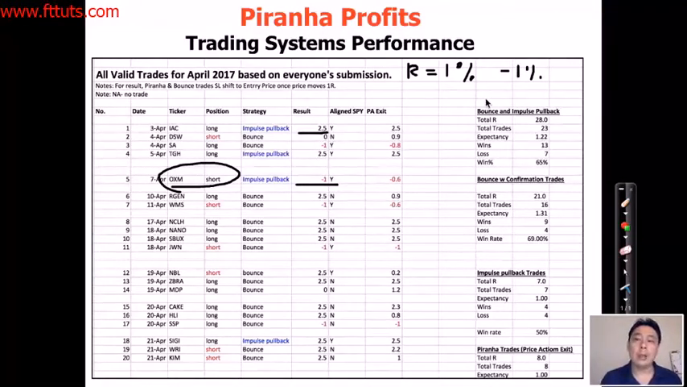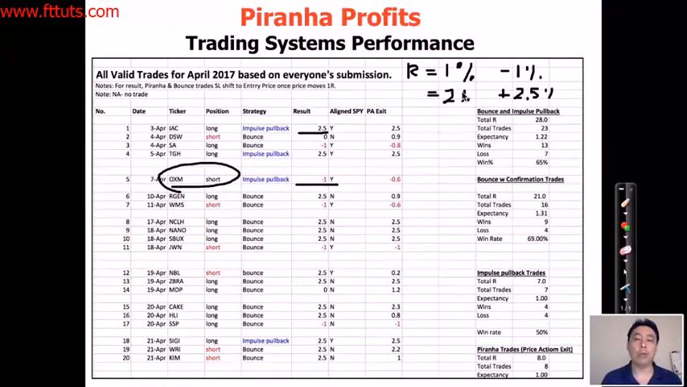So that means you get a return of 2.5% return on your capital. All right, so we measure our performance in terms of R. Now, traders who are more experienced and more confident, they may risk 2% of their capital on each trade.